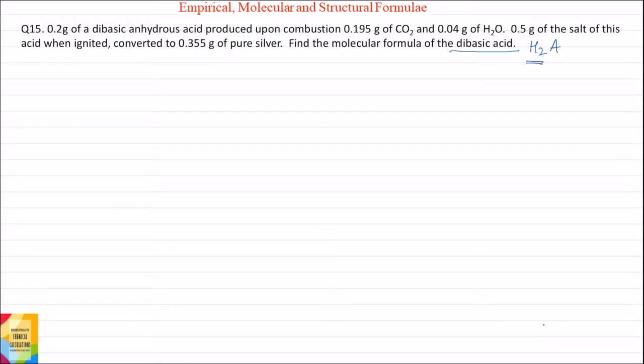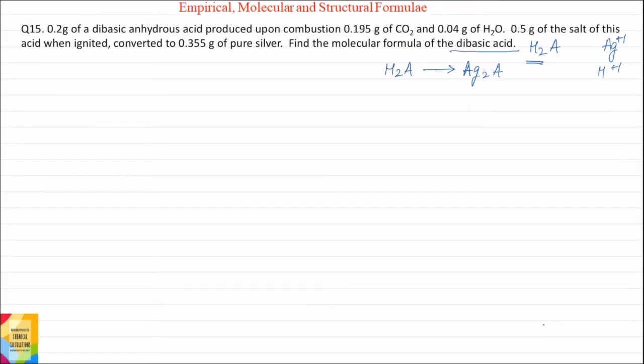Now the oxidation state of silver is +1, the oxidation state of hydrogen is +1. So to replace these two hydrogen atoms, 2 atoms of silver will be required. So if the acid is H2A, a dibasic acid with 2 replaceable hydrogen atoms, then the formula of its silver salt will be Ag2A. That is, the silver salt will have 2 atoms of silver.